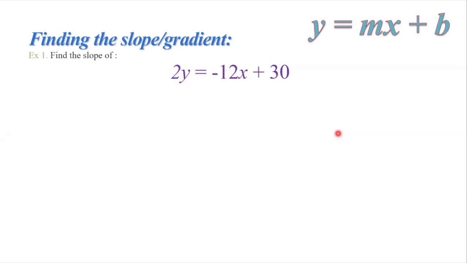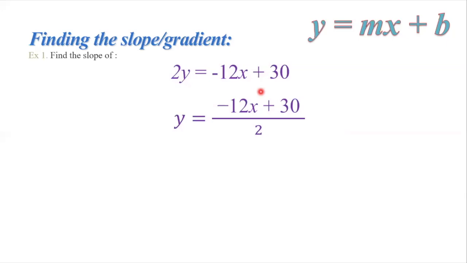Because this is 2y, this means 2 times y. And so when this 2 comes over to the right side, the inverse operation will happen. The opposite or inverse of multiplication is division. So when this 2 comes over, it's going to be division. So it's going to be y equals negative 12x plus 30, all divided by 2.